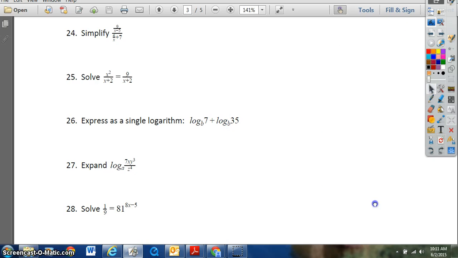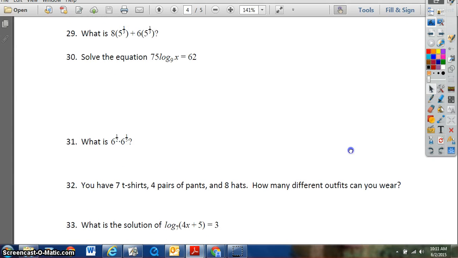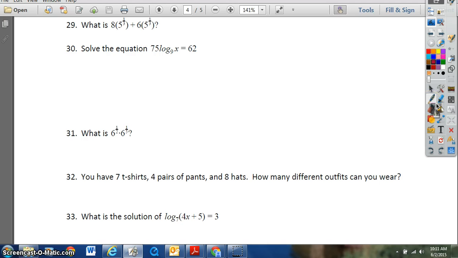All right, let's keep moving down here to 29. Ooh, don't get more complicated than what it is. Notice 5 to the 1/3 is the same in each. So let's do 8 plus 6. That's 14 5s to the 1/3. That's it. All right, number 30.